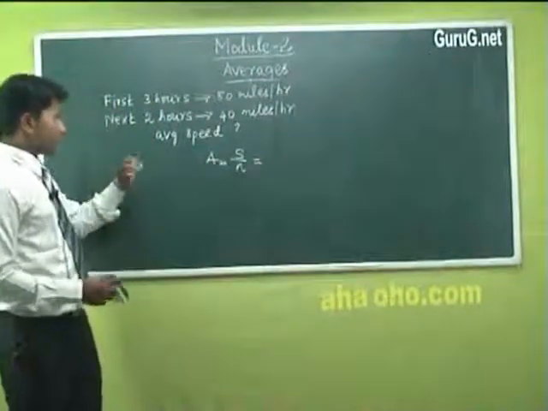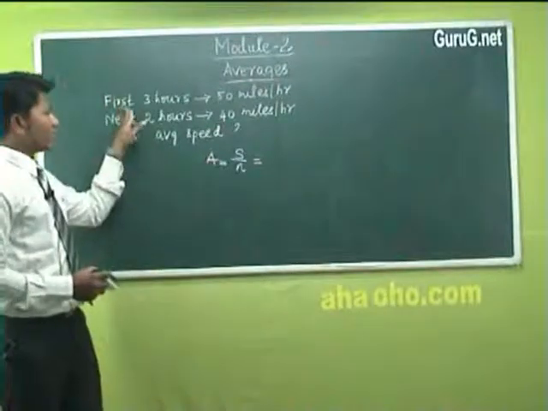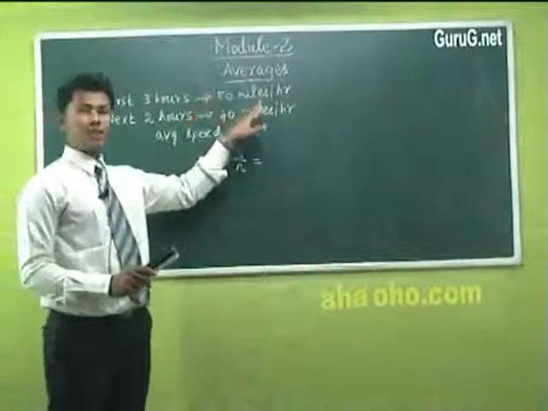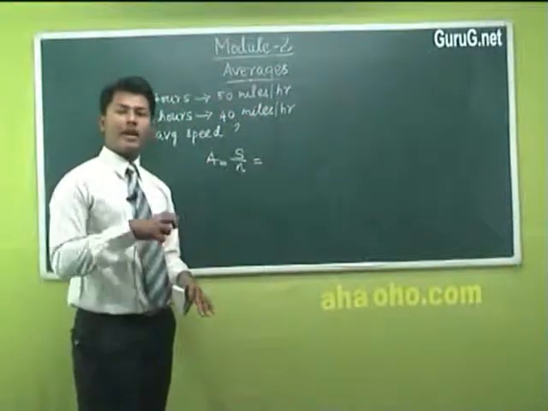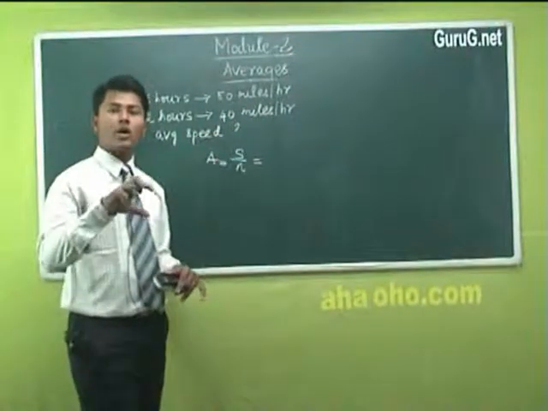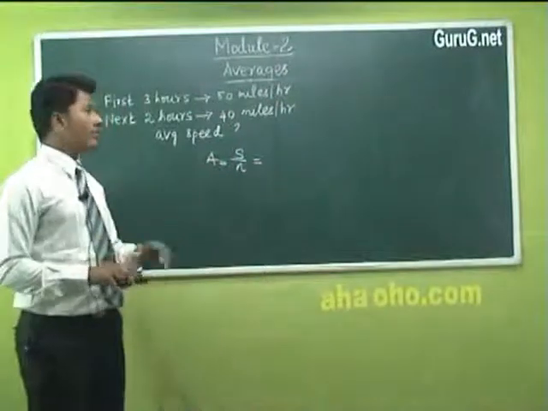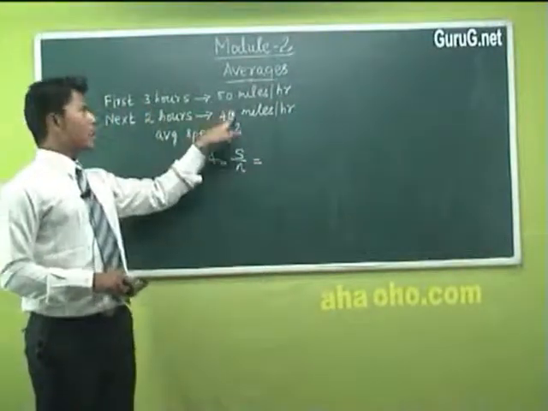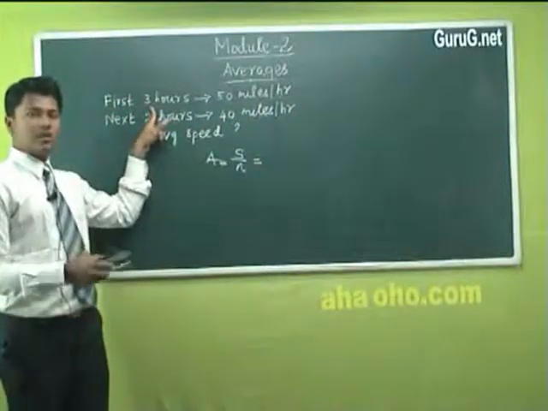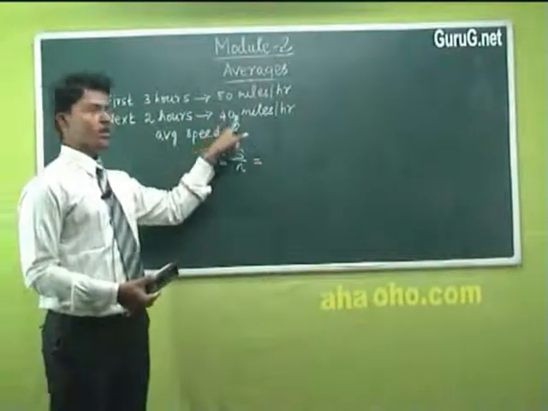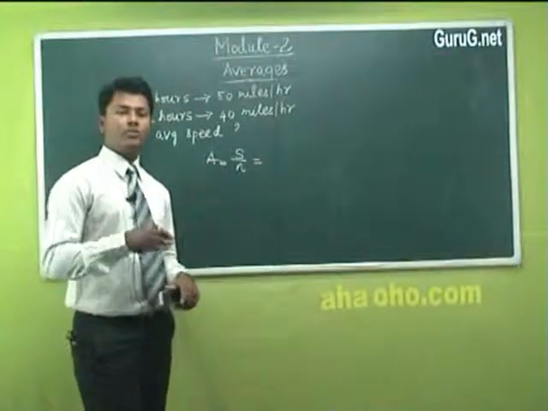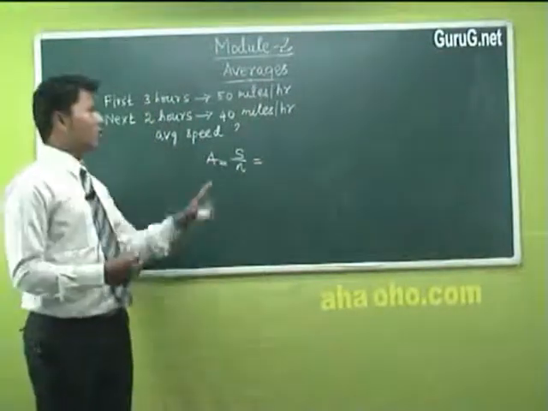See, the question is, for the first 3 hours, Justin drove at an average speed of 50 miles per hour. What is given is already an average value. The 50 miles per hour is an average speed for 1 hour, and the data is given for 3 hours. So for 1 hour the speed is 50 miles per hour, that you have to consider for 3 hours, and for the next 2 hours it is given as 40 miles per hour. So this is a case of weighted average. You need to consider proper weight for each case.